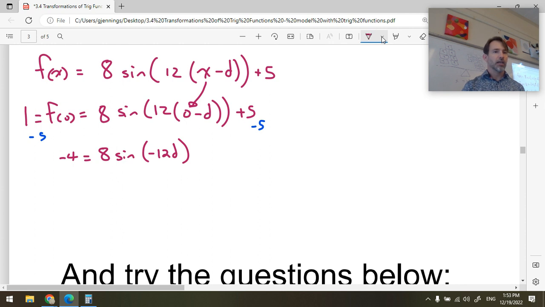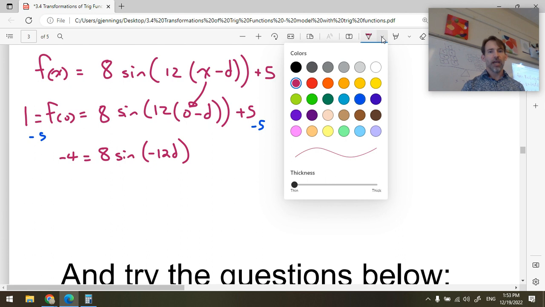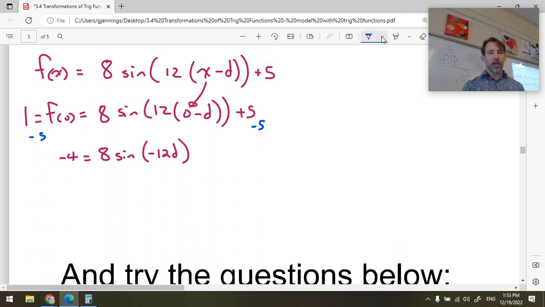But now don't you just divide by 12? No, you divide by 8 here. Oh yeah, you would divide by 8. And then you get negative 1 half. Negative 1 half is equal to sine of negative 12d.